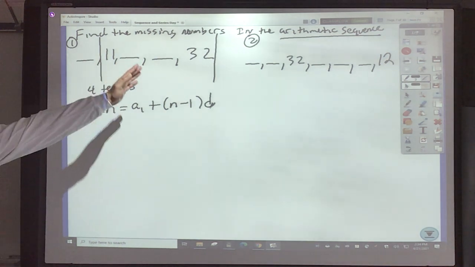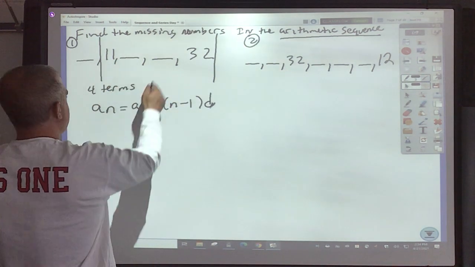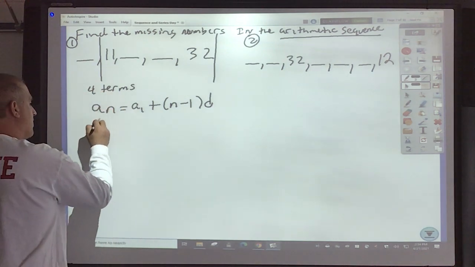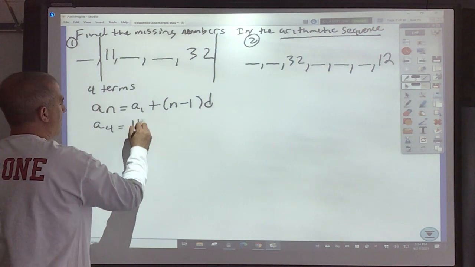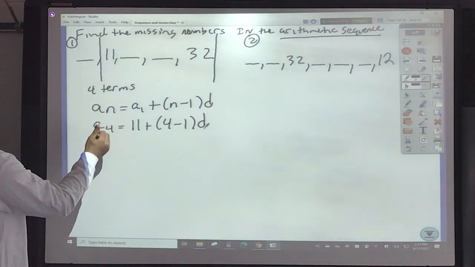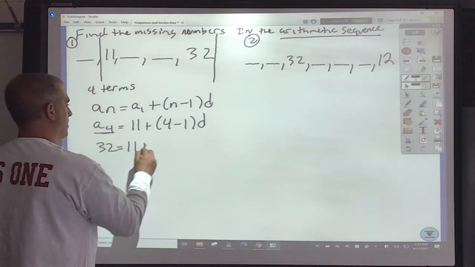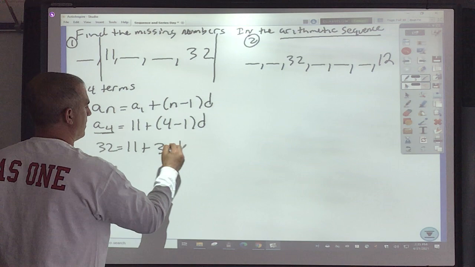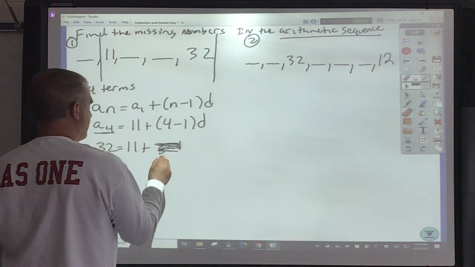I don't know the difference, because if I knew the difference, I could fill it in. So what do I got? The N I know is 4, so A4. My A1 now is 11. I know 4, and I know letter D. Now, this A4 I've created is 32. 4 minus 1 would be 3.